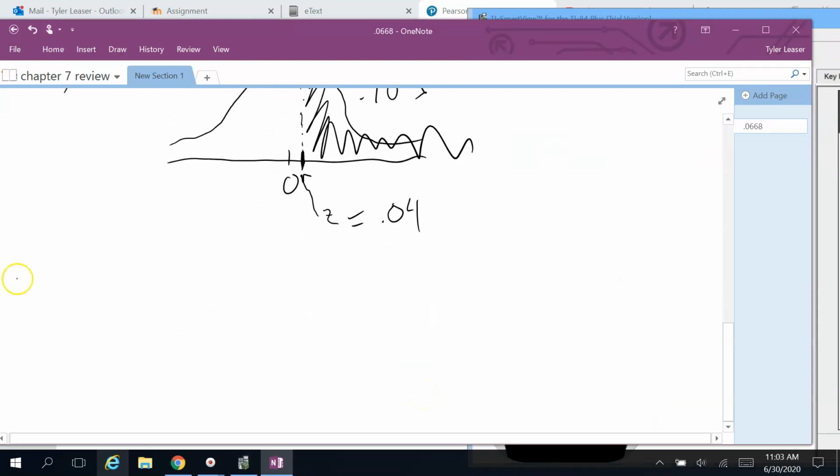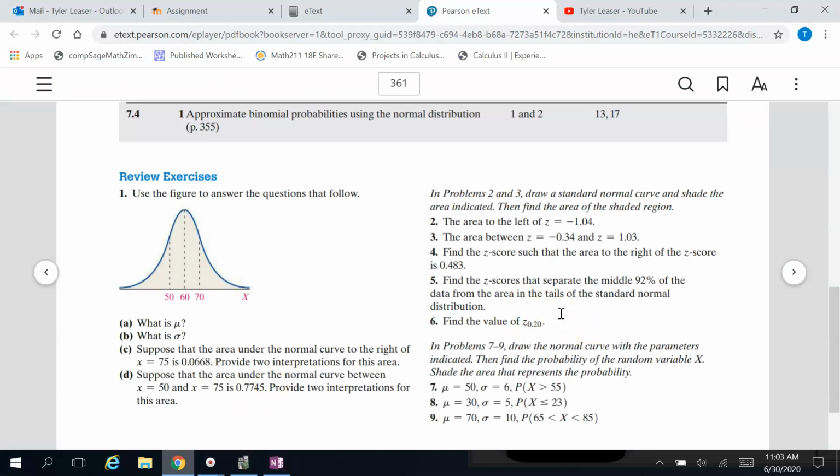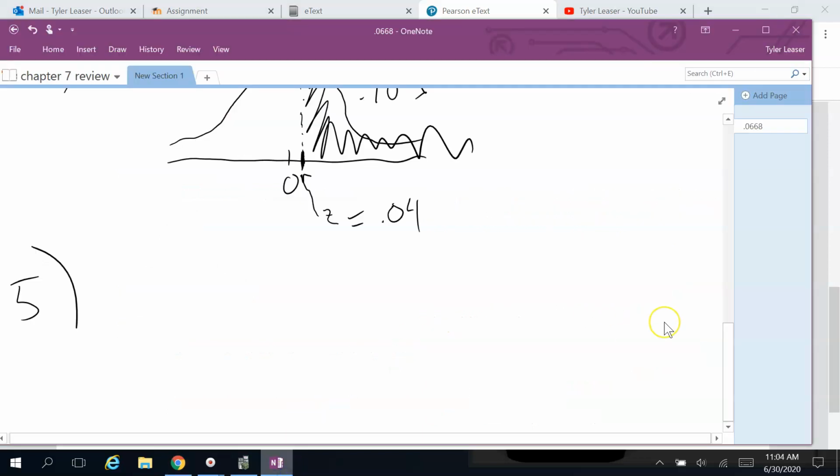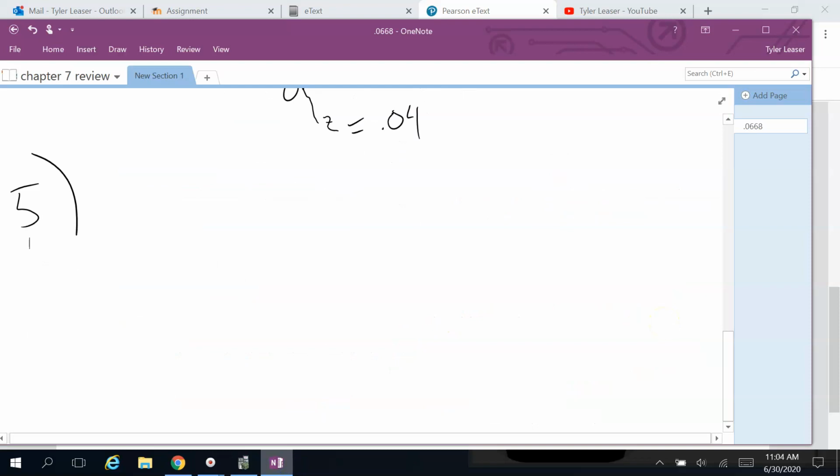Cool. Let's look at number 5. We'll probably do this one, and then I'll end this video and pick it up in the next video. So number 5 here: find the z-scores that separate the middle 92% of the data from the area in the tails of the standard normal distribution. So 92%. Again, we would draw our normal distribution.